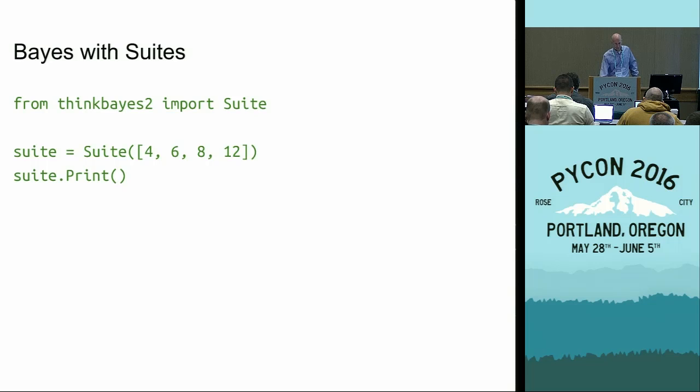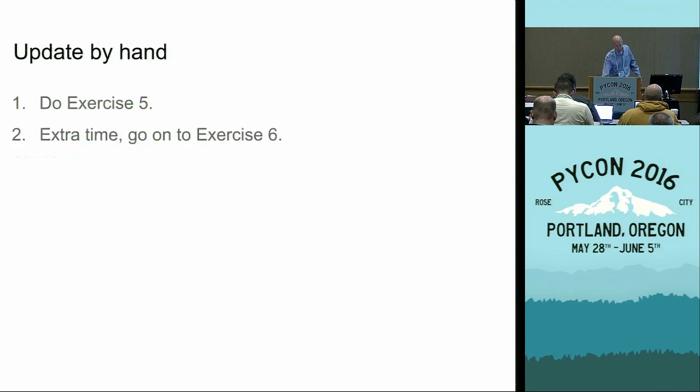Okay. Here's how my setup is going to look. I'm going to import the suite class, instantiate a suite that has 4 hypotheses, and now I'm representing the hypotheses using integers. Okay. When I print that, it'll come out to be 1/4, 1/4, 1/4.